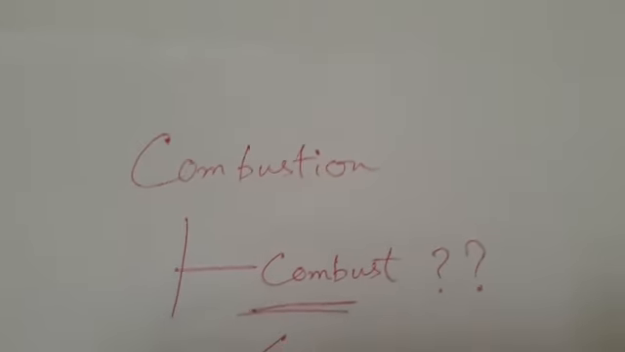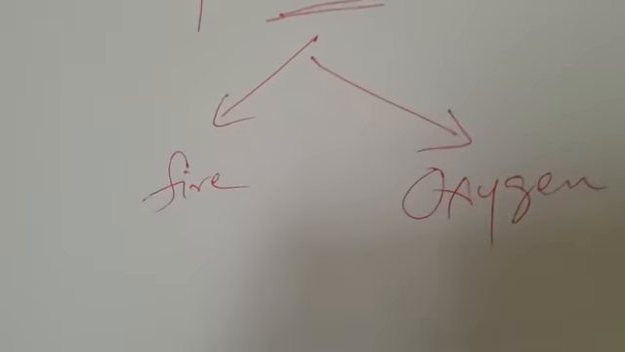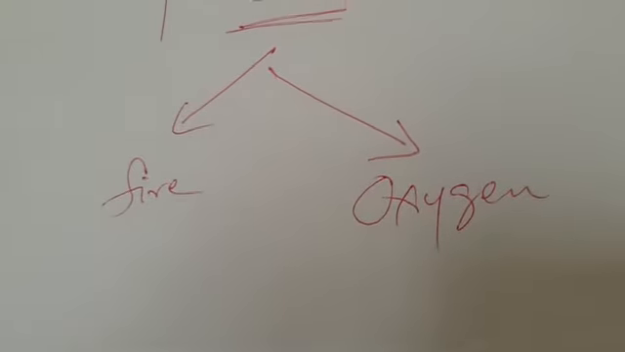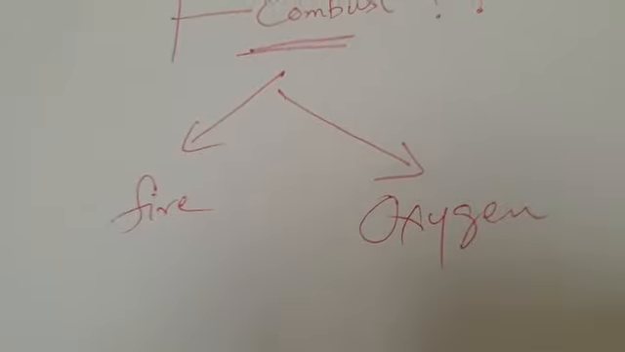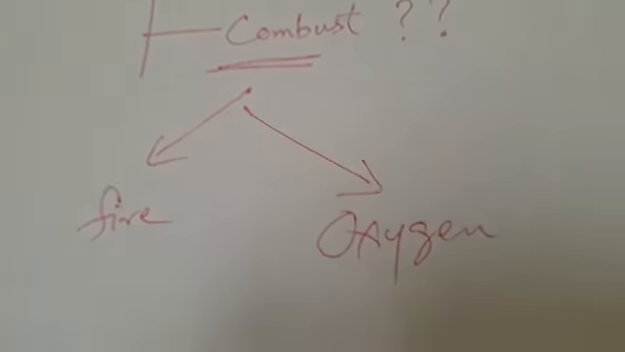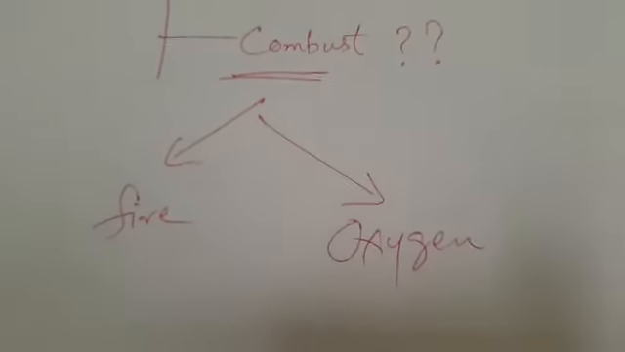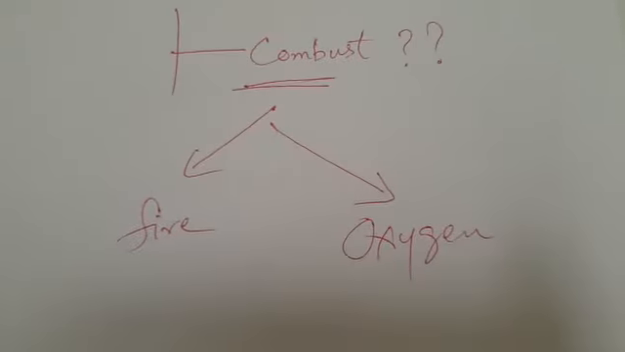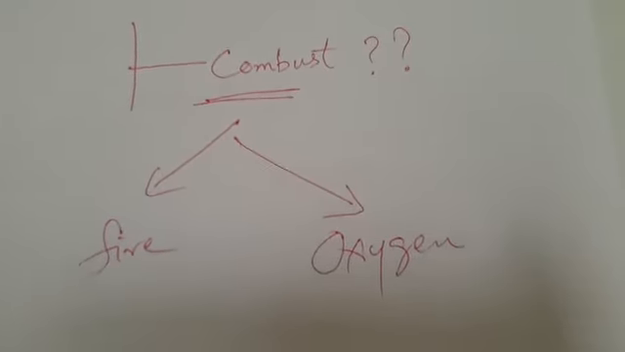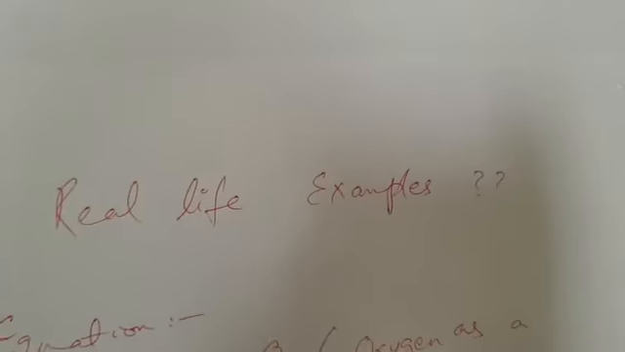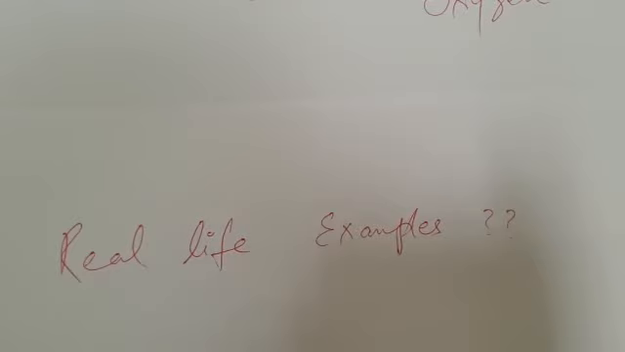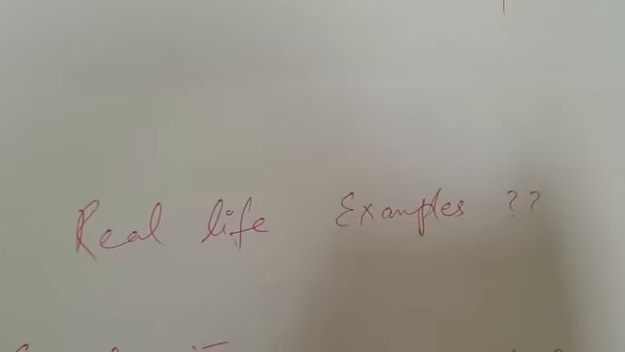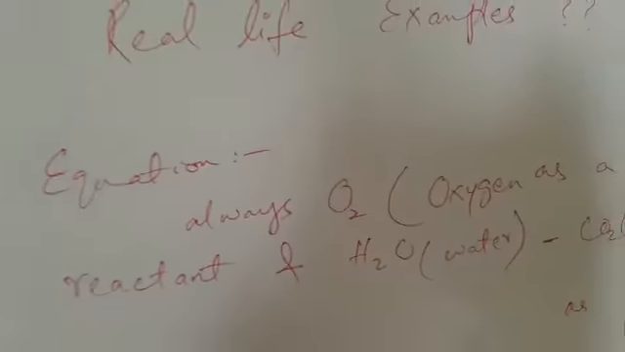So combustion comes from the word combust, which means anything which involves fire or oxygen. Any reaction which involves oxygen, of course, if there is oxygen, it catches fire. So it has two main elements, fire and oxygen. You have to look around and find some real life examples of combustion. I'm sure you can find a lot of them.